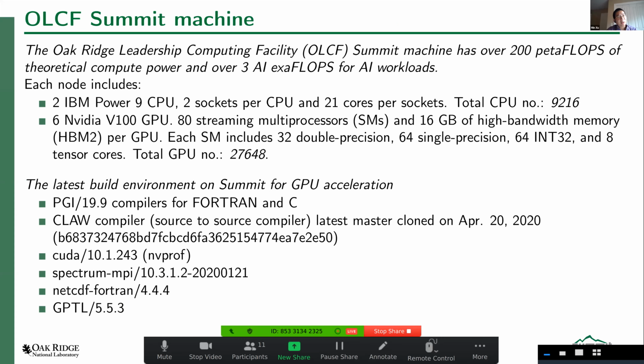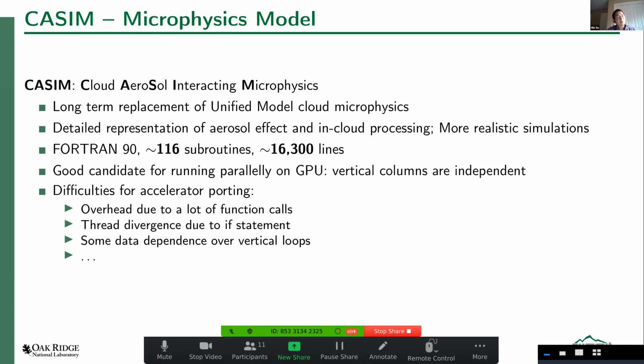CASIM is a Cloud AeroSol Interacting Microphysics scheme. It's a long-term replacement of the unified cloud microphysics. It gives a detailed representation of aerosol effects and in-cloud processing, so we can get more realistic simulations. It's a Fortran code with 116 subroutines, and the total is close to 16K lines.